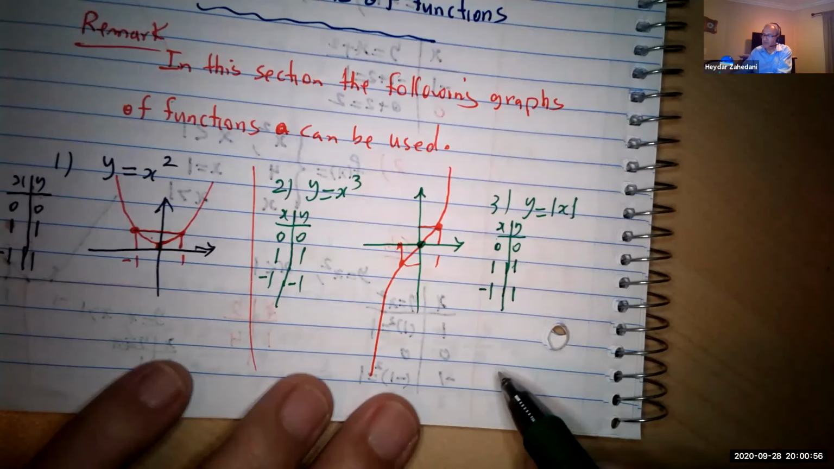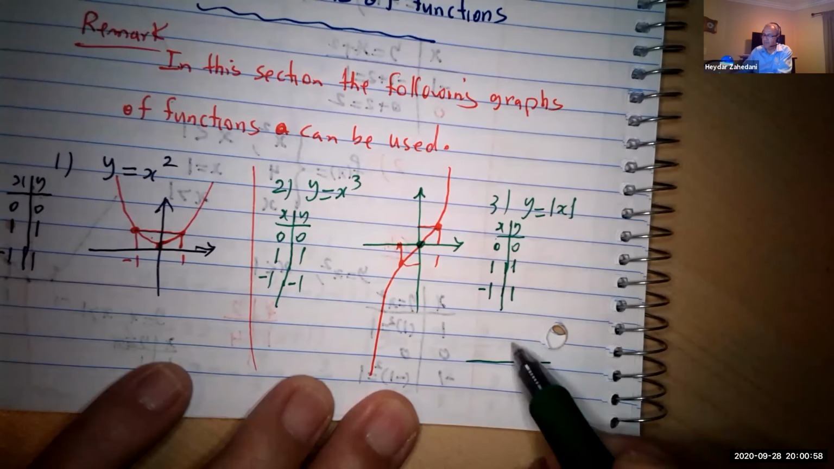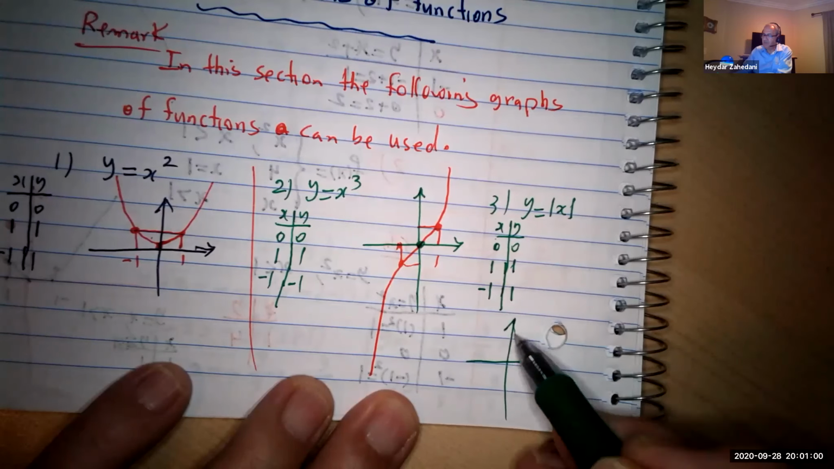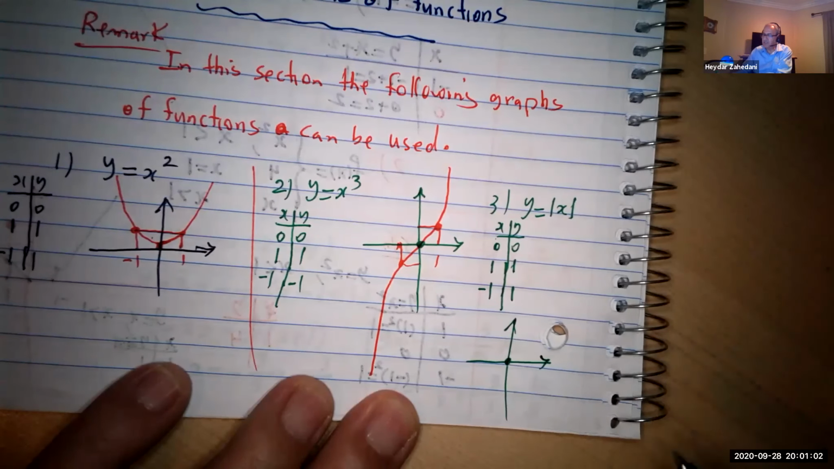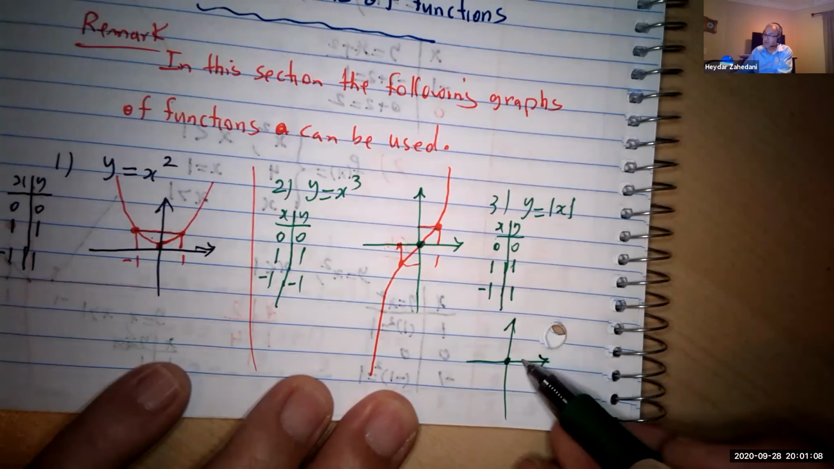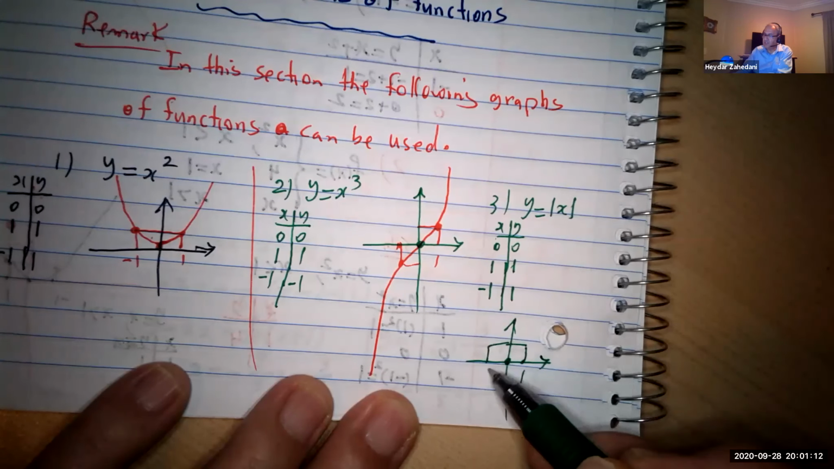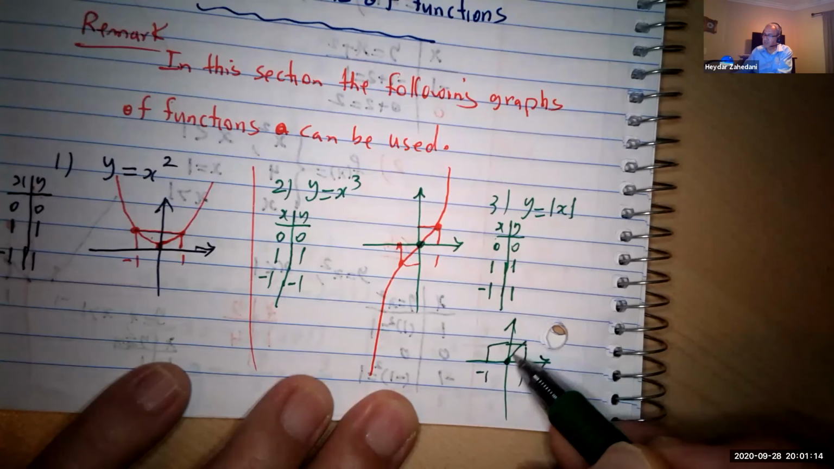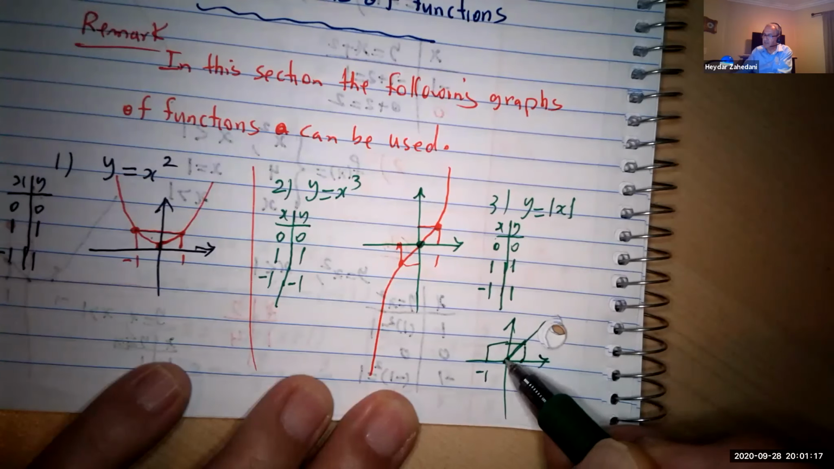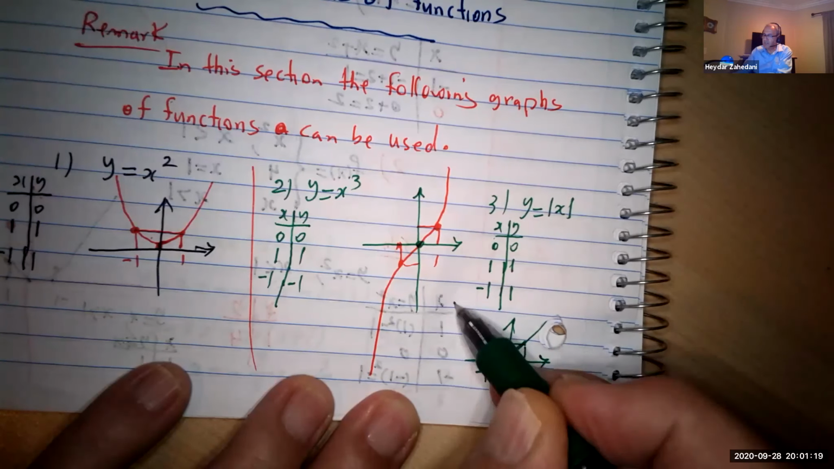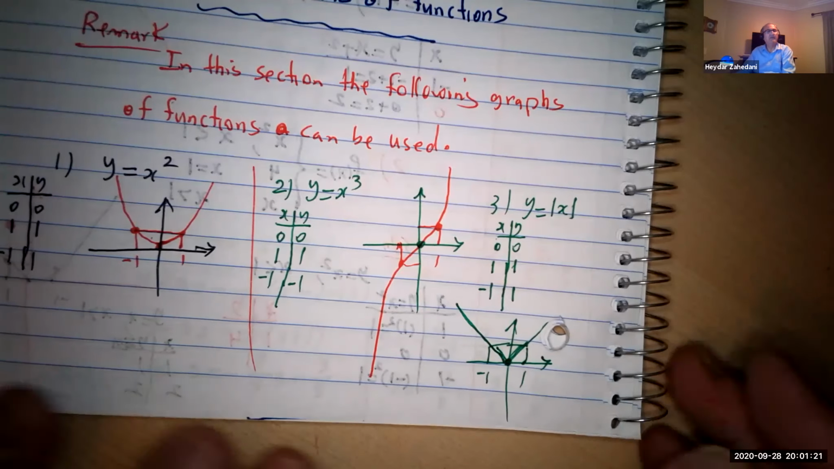And if you want to graph it, you have 0, 0. This is going to be 0, 0. And it's like the parabola, but it's not. So this is going to be 1, 1. This is 1, and this is negative 1. It's going to be just straight lines. Okay, this is going to be the graph of the absolute value.